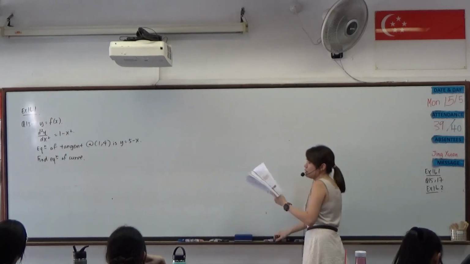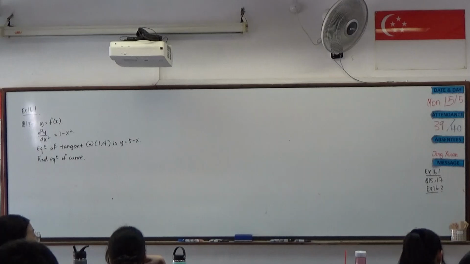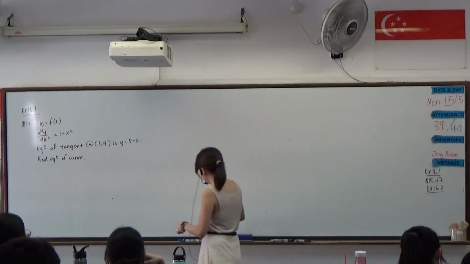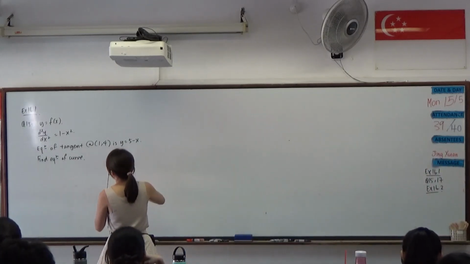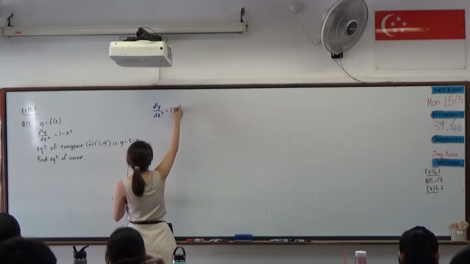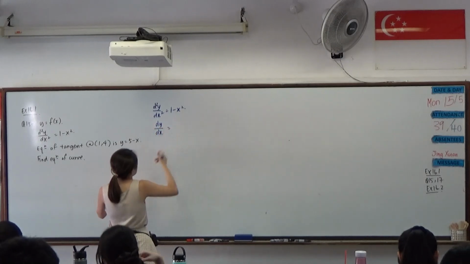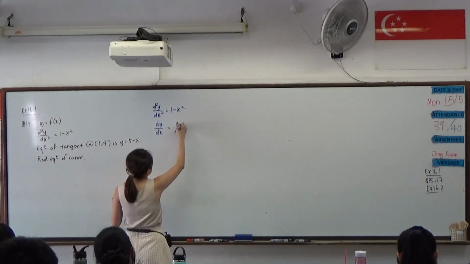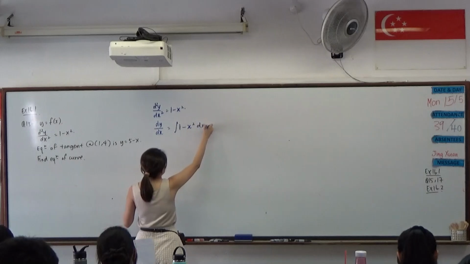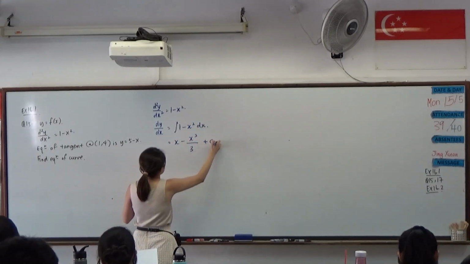Okay, so in question 15, we want to find the equation of the curve. We are given the second derivative, so we can find the first derivative, dy over dx, by integrating 1 minus x squared. That will give you x minus x cubed over 3 plus c.